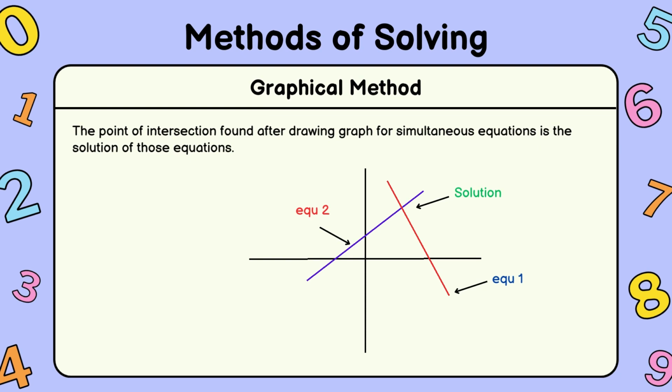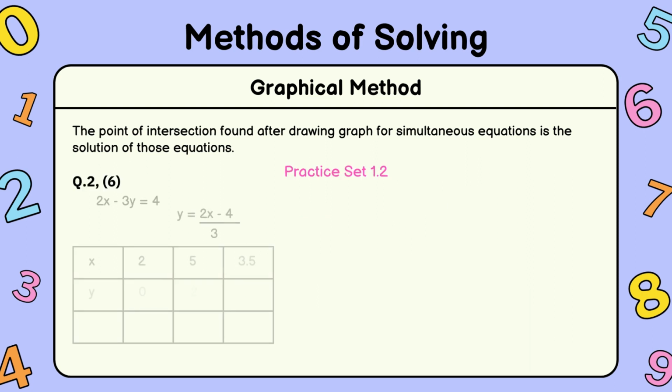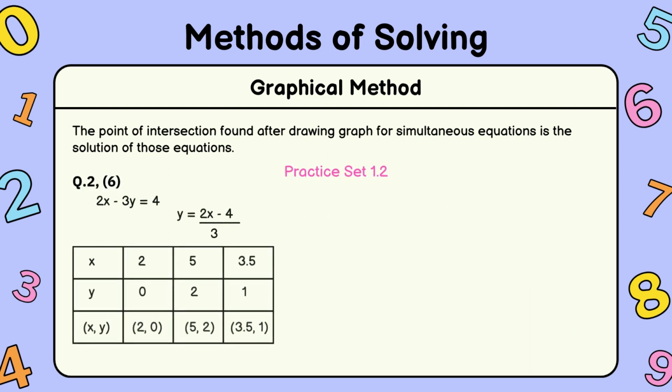Now we come down to the methods of solving linear equations. In your textbook there are two methods, that are graphical method and Cramer's rule. First we'll start with graphical method. For this you'll need a graph paper and what you're supposed to do in graphical method is you're supposed to find the coordinates of x and y for this equation, and you have to plot a line on the graph, and where the two lines of the graph intersect, that is your solution. So now we are solving the question of practice set 1.2.